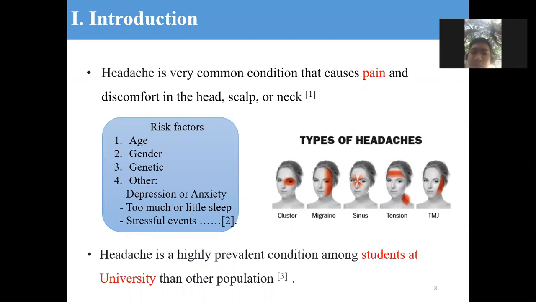Headache is a very common condition that causes pain and discomfort in the head, scalp, and neck. The risk factors of headache include age, gender, genetics, and others like depression and too much or late sleep. One study showed that headache is a highly prevalent condition among university students compared to other populations.